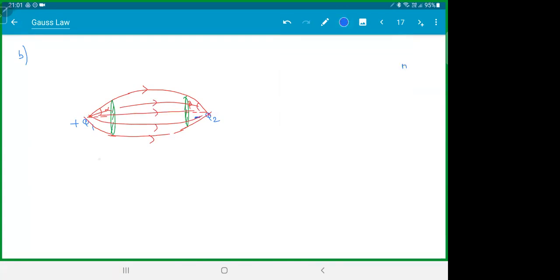That means the flux passing through this left disk will be Q1 by 2 epsilon, 1 minus cos alpha. Flux passing through the second disk will be Q2 by 2 epsilon, 1 minus cos beta. Since the number of lines is the same, flux 1 is equal to flux 2. This will be Q1, and 1 minus cos alpha is 2 sine square alpha by 2. This will be Q2 into 2 sine square beta by 2. This is the relation between alpha and beta.